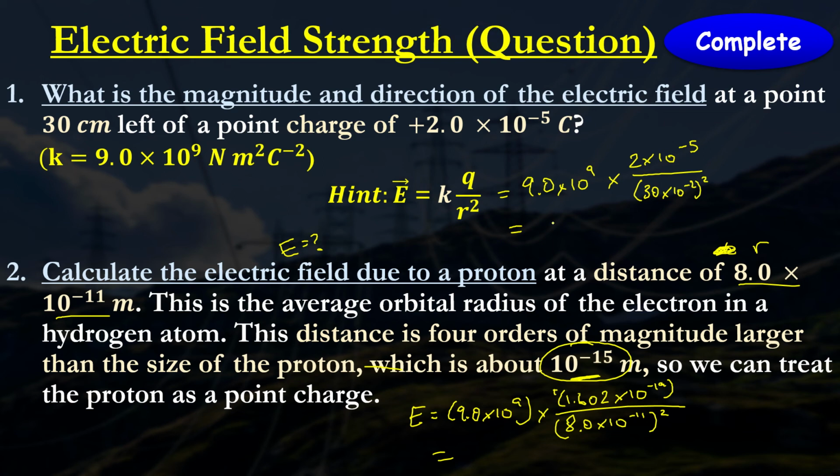Okay, so the answer for question 1 is about 10 to the power of 6 in newtons per coulomb. So we have a pretty strong electric field strength there. And then for our next one, the electric field strength is 2.25 times 10 to the power of 11 newtons per coulomb. Okay, so that's how you do the 2 questions there.